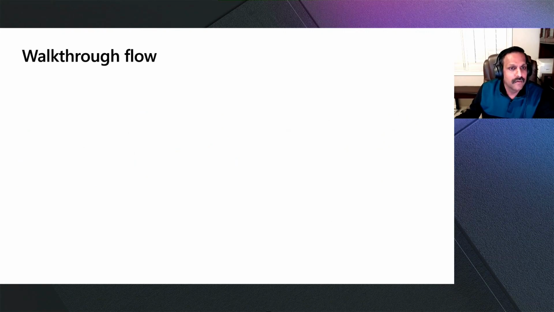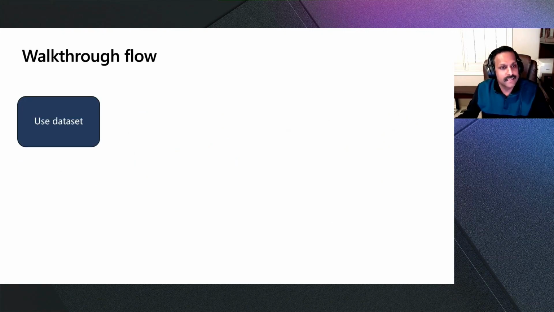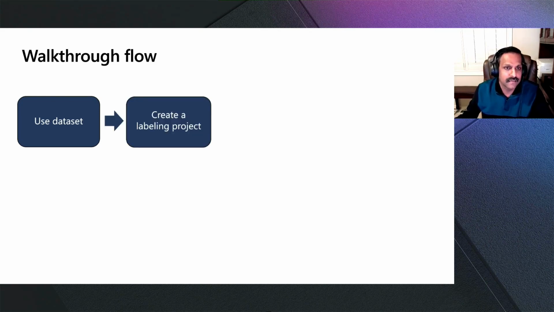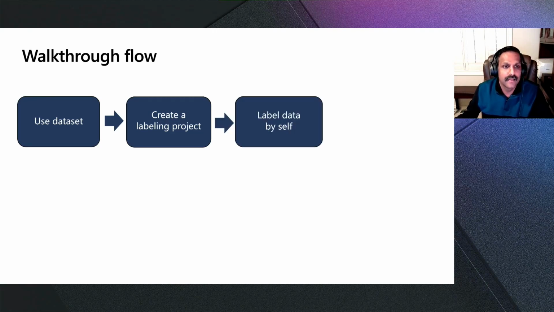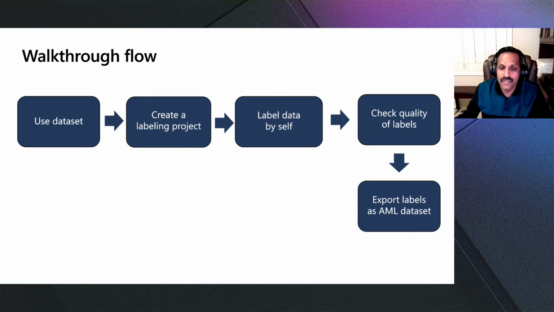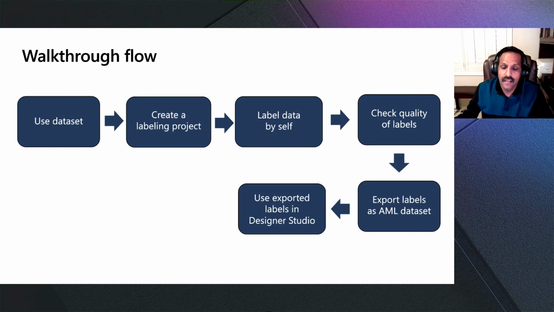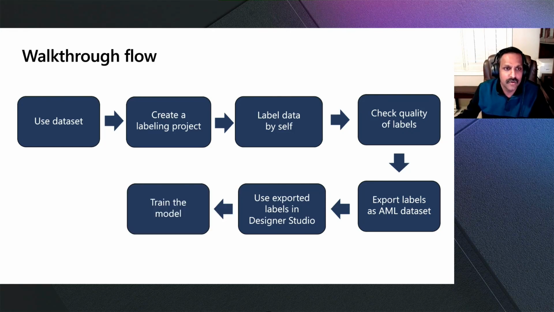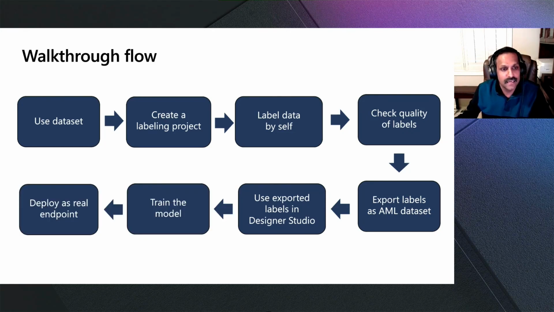In today's walkthrough, we will cover using a data set which is available in Azure Blob Storage. Then we will create a data labeling project. After creating a data labeling project, we will go ahead and label data ourselves. We will continue labeling a few more images. Then we will log back into the project and check the quality of the labels, how it looks. At this point, we'll also look at how to export the data as an AML data set. We will also look at how to take this AML labeled data set into Designer Studio and train a machine learning model. We will also look at how to take this and deploy it as a real-time endpoint.